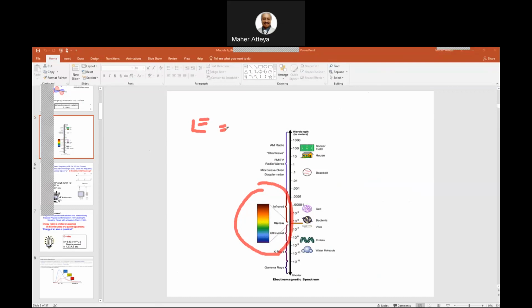The energy is Planck constant multiplied by frequency, correct? This one here is Planck constant multiplied by c over wavelength. The speed of light does not change, 3.0 × 10^8 meters per second. The Planck constant is 6.6 × 10^-34 joule second. So those are constants, they don't change. So what changes? The wavelength is the opposite of the energy. The higher the energy, the lower the wavelength.